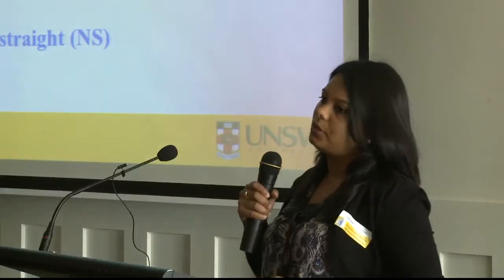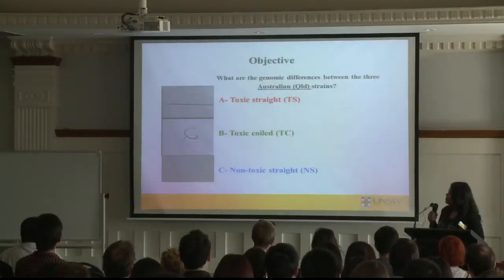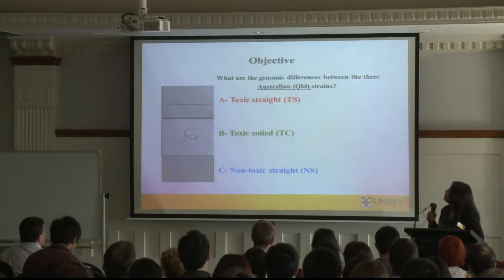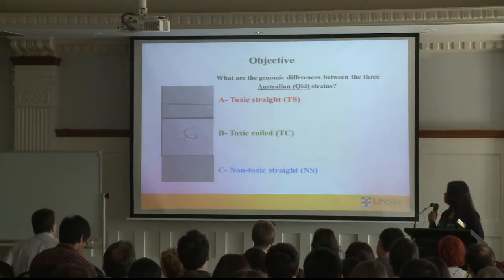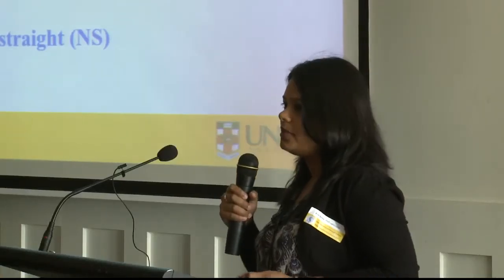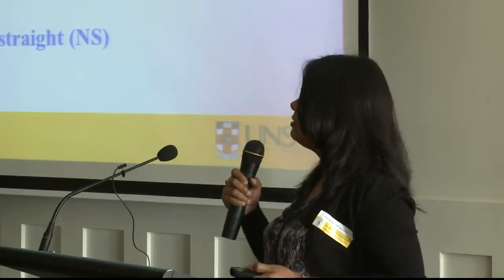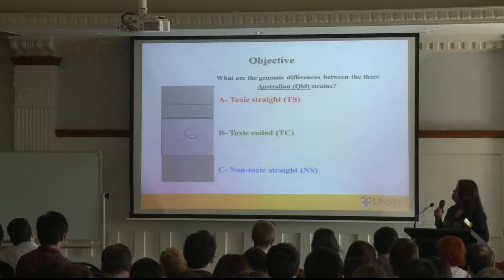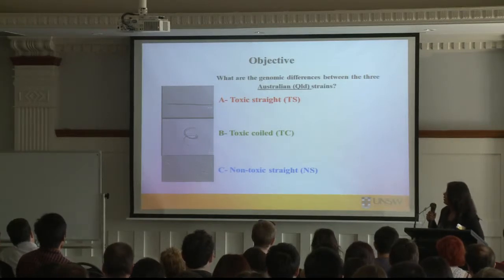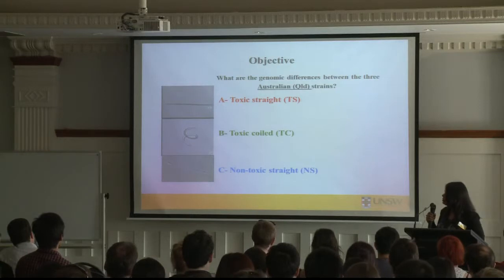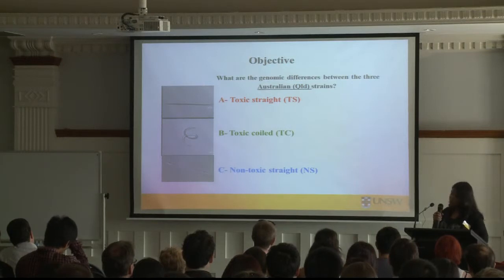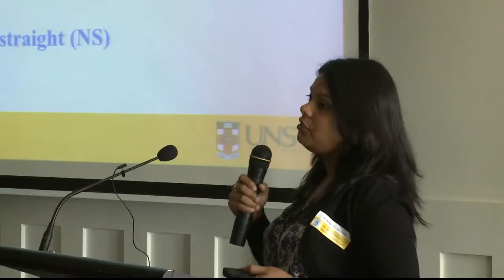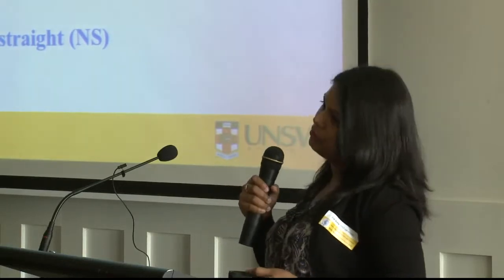Which brings me to my project. For the purpose of this presentation, I'm going to call my strains A, B, and C, just to keep it simple. I took 3 strains from Queensland, Australia, so the same geographic region, and I looked at their genomes. A genome is the sum total of all the genes in an organism. One of them was toxic and straight: it produced the toxin cylindrospermopsin, and it was a straight morphotype. The second was toxic and coiled. The third did not produce any toxin, and it was a straight morphotype.